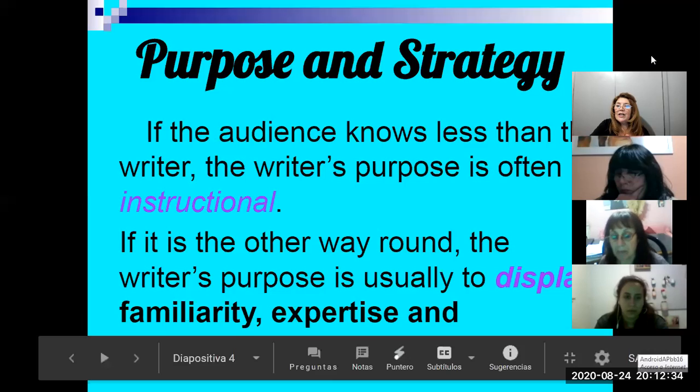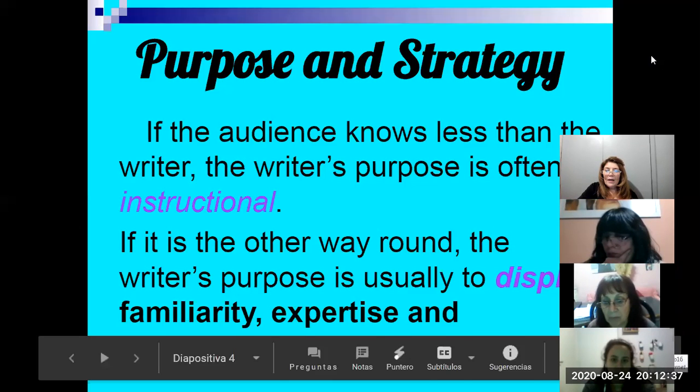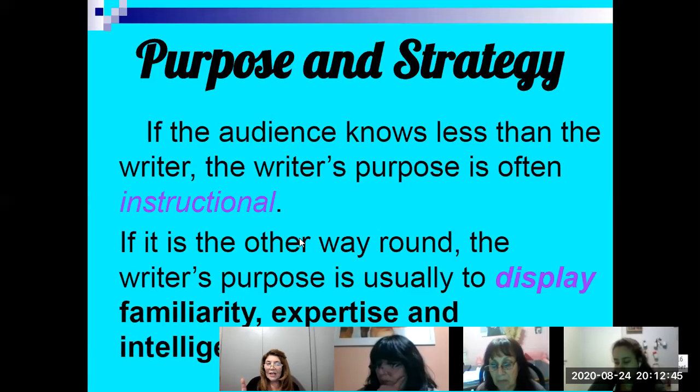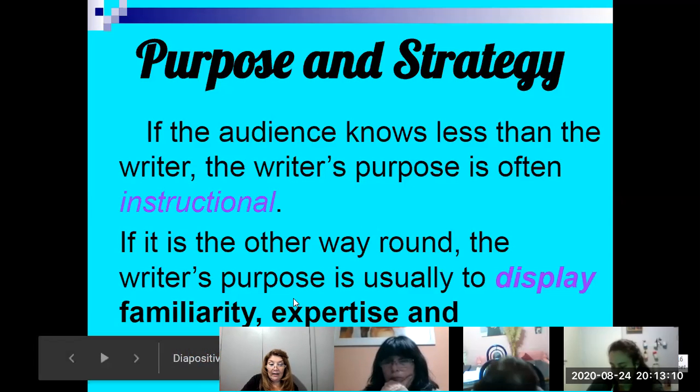One thing is the purpose and the strategy. If the audience knows less, then the writer's purpose is often instructional. But if it is the other way around, yes, we have to show off. We have to make a display of familiarity, expertise, intelligence, and intelligibility, yes?